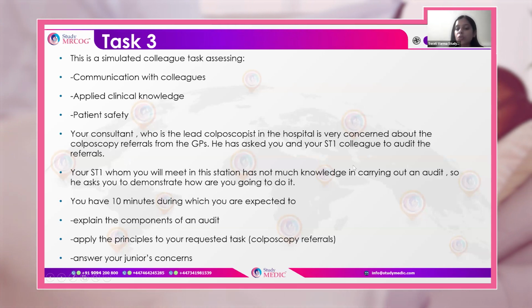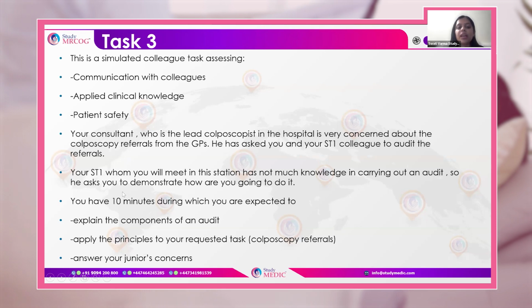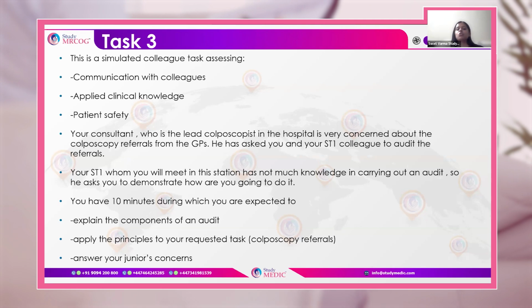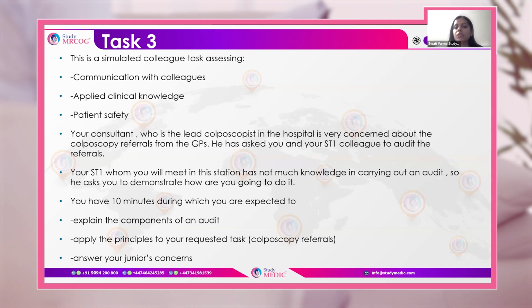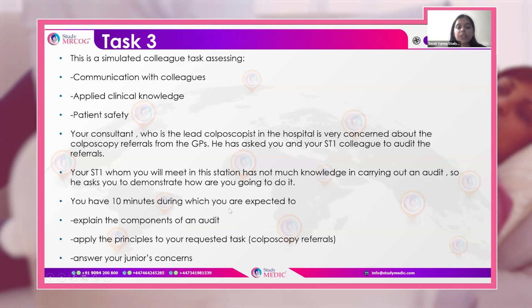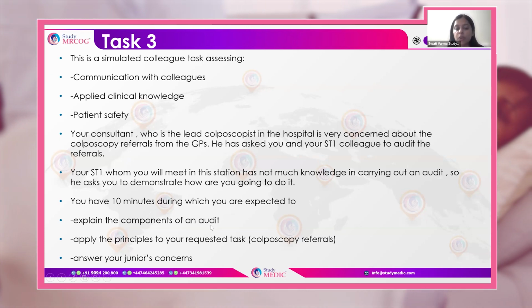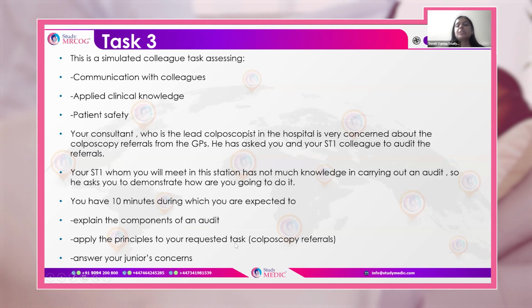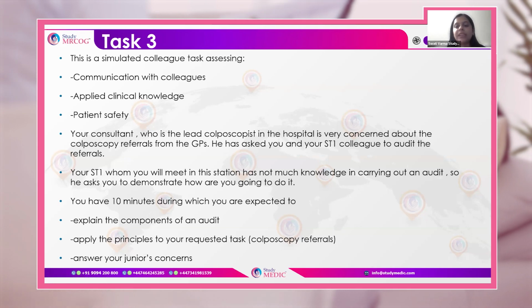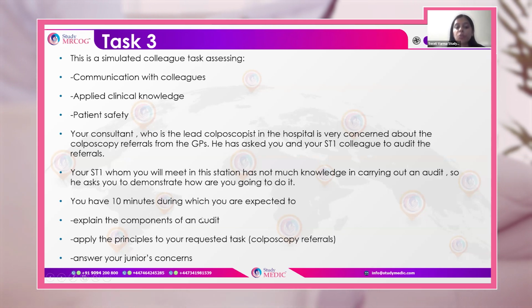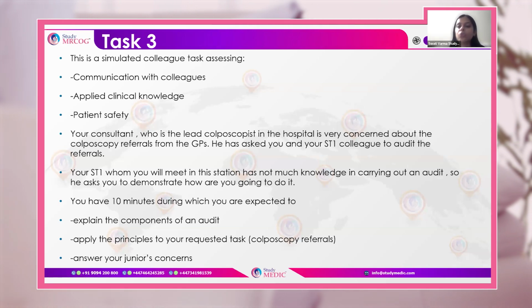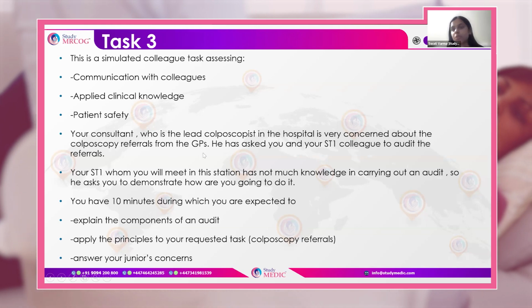Now your ST1 doesn't know much about audit, so he asks you to demonstrate how you are going to do it. So here you have to take two things into concern, two things you have to be cautious about, that you need to explain the components of an audit and apply the principles to your requested task. Sometimes what happens, you keep on telling about audit and you don't apply it to your present scenario. So you have to do both the things. You have to tell about audit and how you are going to apply it to this current scenario also.